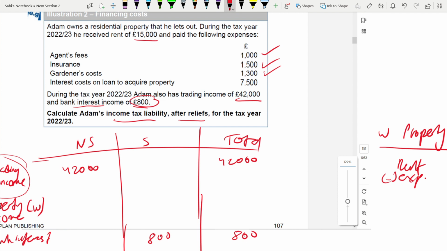What about interest? Interest cost on loan to acquire property. Can you? Think. This is a residential property. Yes, you can deduct 20% from the income tax. You can't deduct it from the cost. So, no.